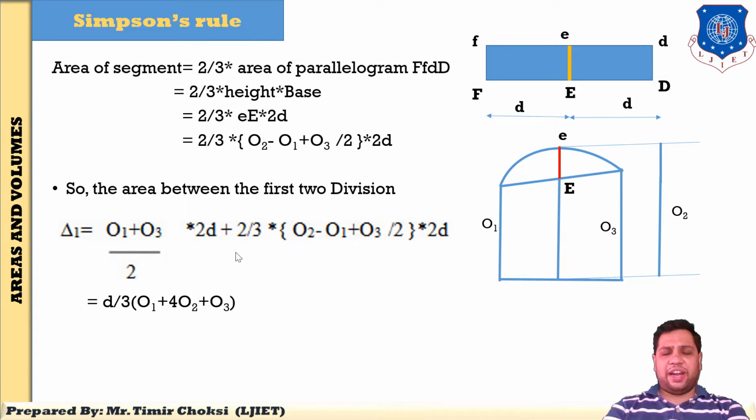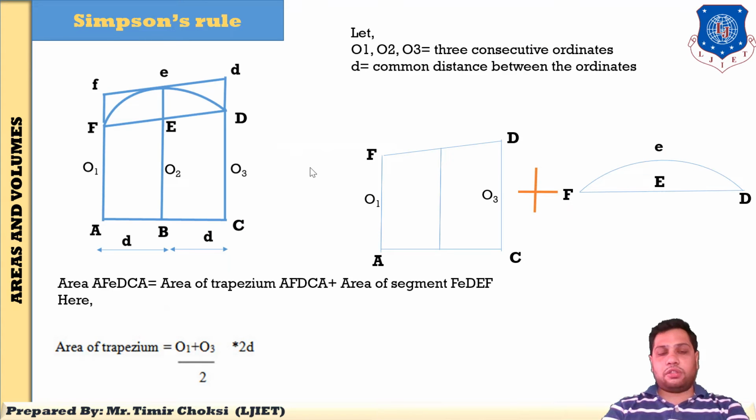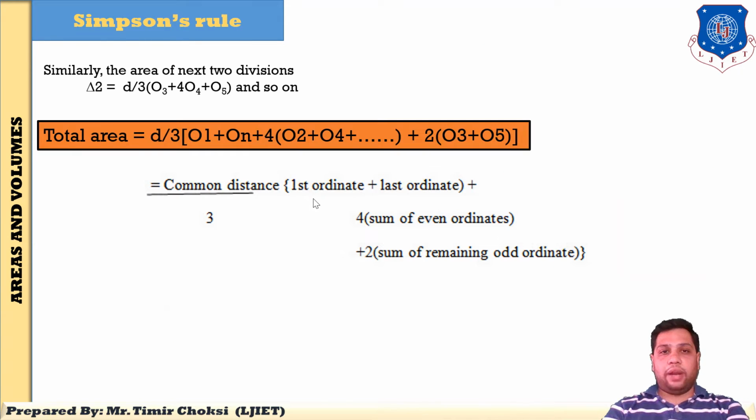In an exam you do not derive this; you have only derived it at home. You write the equation directly: d by 3 (O1 plus 4O2 plus O3). But you have tried to solve and simplify the equation and got the answer d by 3 (O1 plus 4O2 plus O3). Now, similarly, I have taken the next two divisions, O4 and O5. So our equation is d by 3 (O3 plus 4O4 plus O5), and so on.